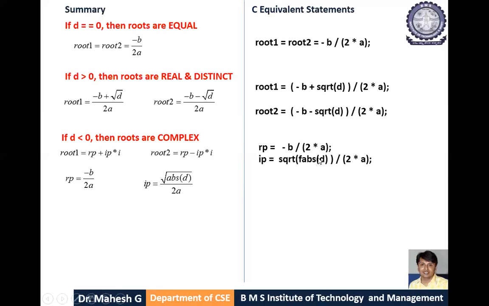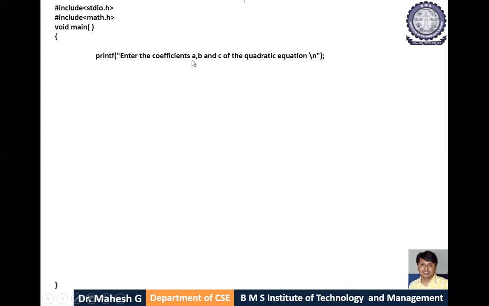Now, after understanding the different cases, let us write a program to find the roots of a quadratic equation. To start with, we'll include the header files and we'll write the main function. The input for this program is the coefficients of the quadratic equation. So first, we shall read the coefficients of the quadratic equation. To do this, we shall print: enter the coefficients a, b, and c of the quadratic equation.